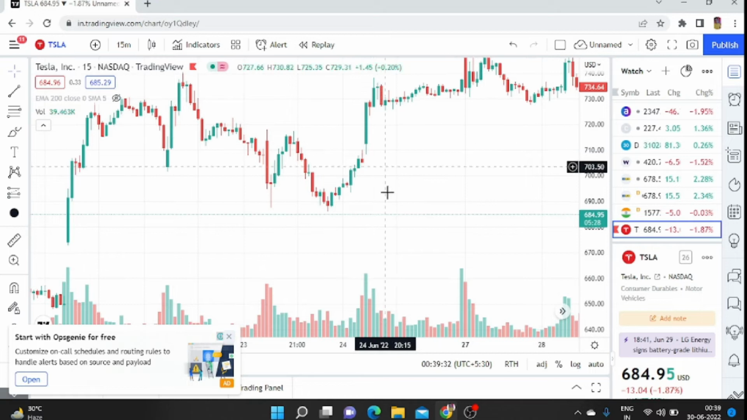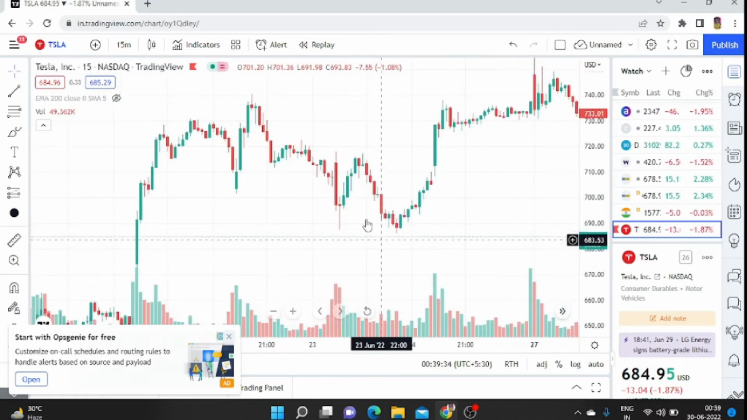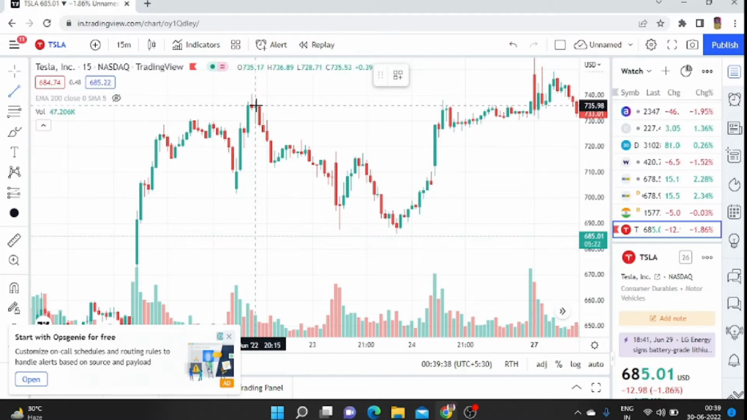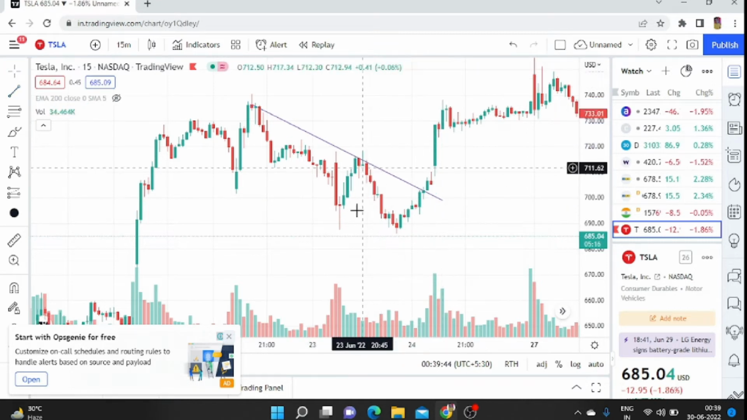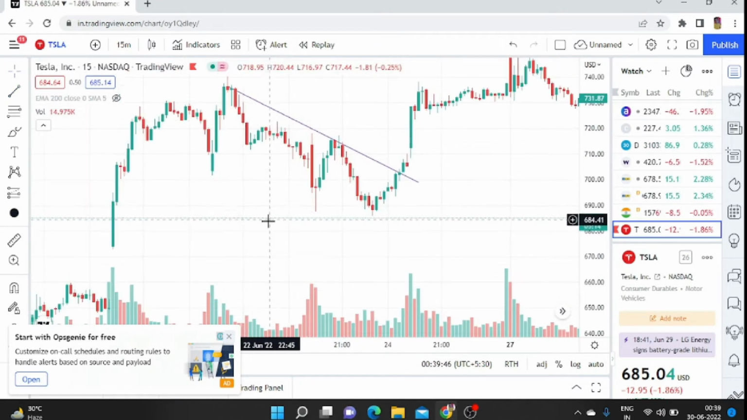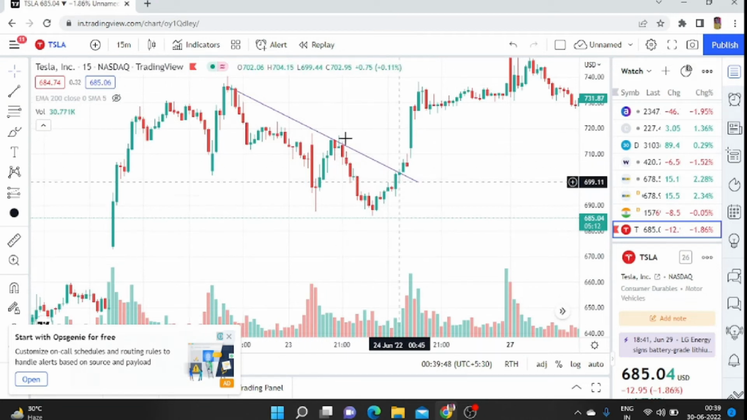See, suppose over here, let me choose the trend line first. From here I will put one point over here and put another point over here. So basically it is showing a downtrend in the market.